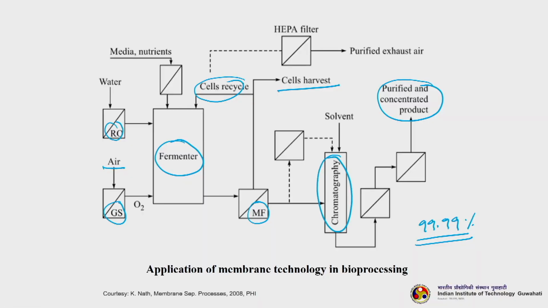So, we understand how various membrane processes, whether it is gas separation, reverse osmosis, or microfiltration, are being utilized in bioprocessing industries to purify products as well as remove some contaminants from the product stream. So, with this we come to the end of this particular lecture today.